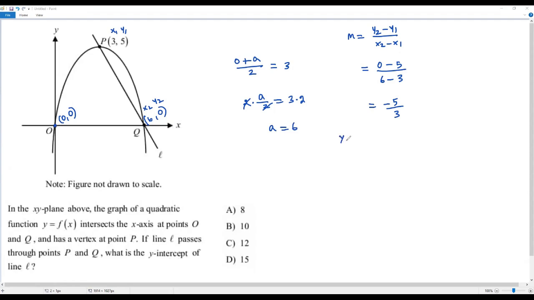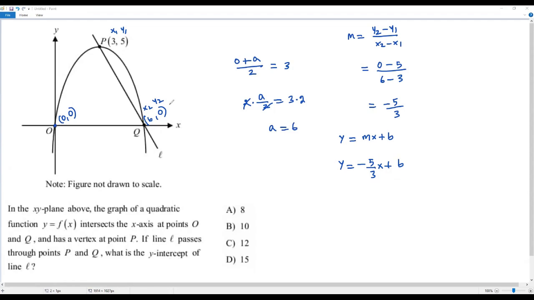Now let's write the equation of line L in slope-intercept form, that is y equals mx plus b. For slope m, we can plug in negative 5 over 3. That is y equals negative 5 over 3 times x plus b. Here the equation of line L is still not complete because there is an unknown constant b. Actually, this b represents the y-coordinate at the y-intercept of this line. How do we get the value of b? For that, we have to plug one of the points on the line into this equation. We have two points on the line, (3, 5) and (6, 0), so we can plug in one of them to get the value of b.